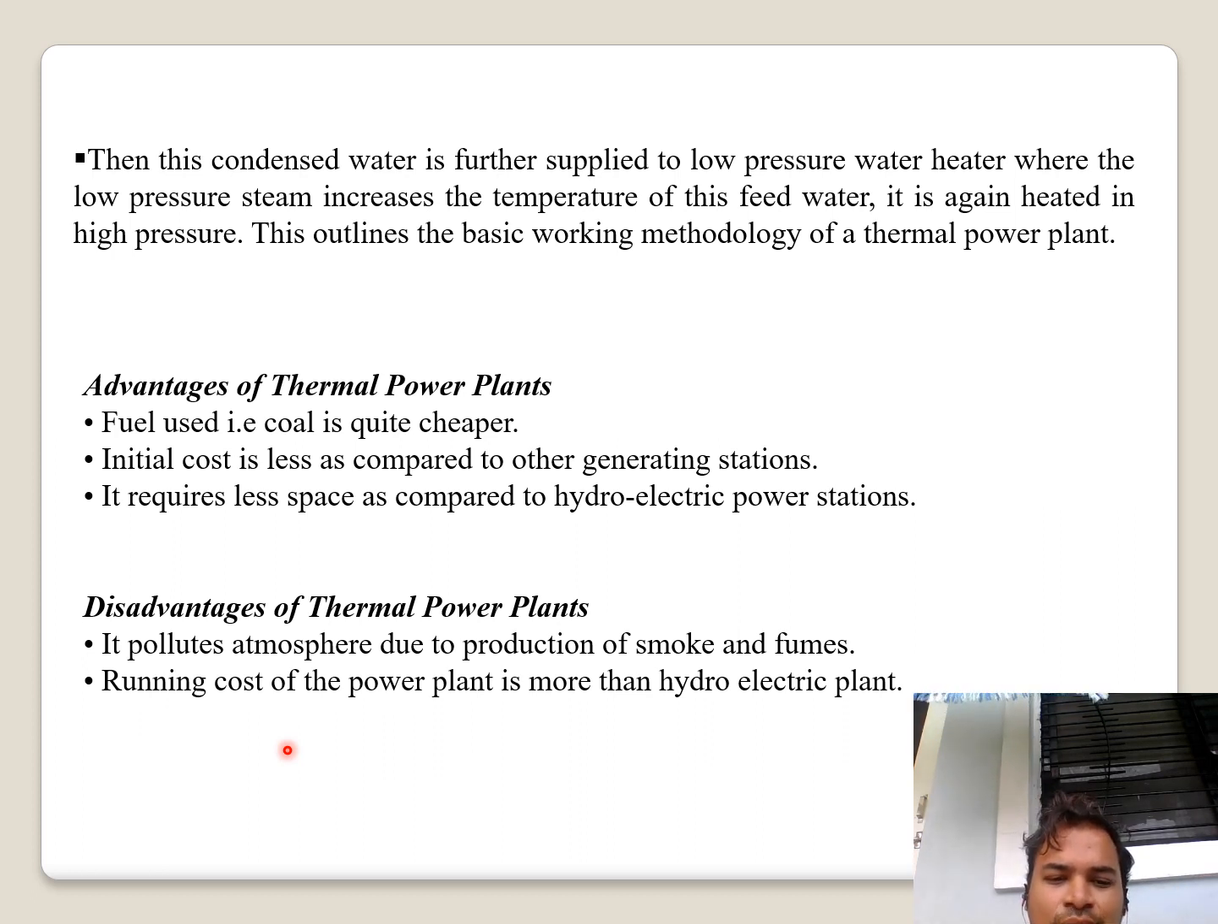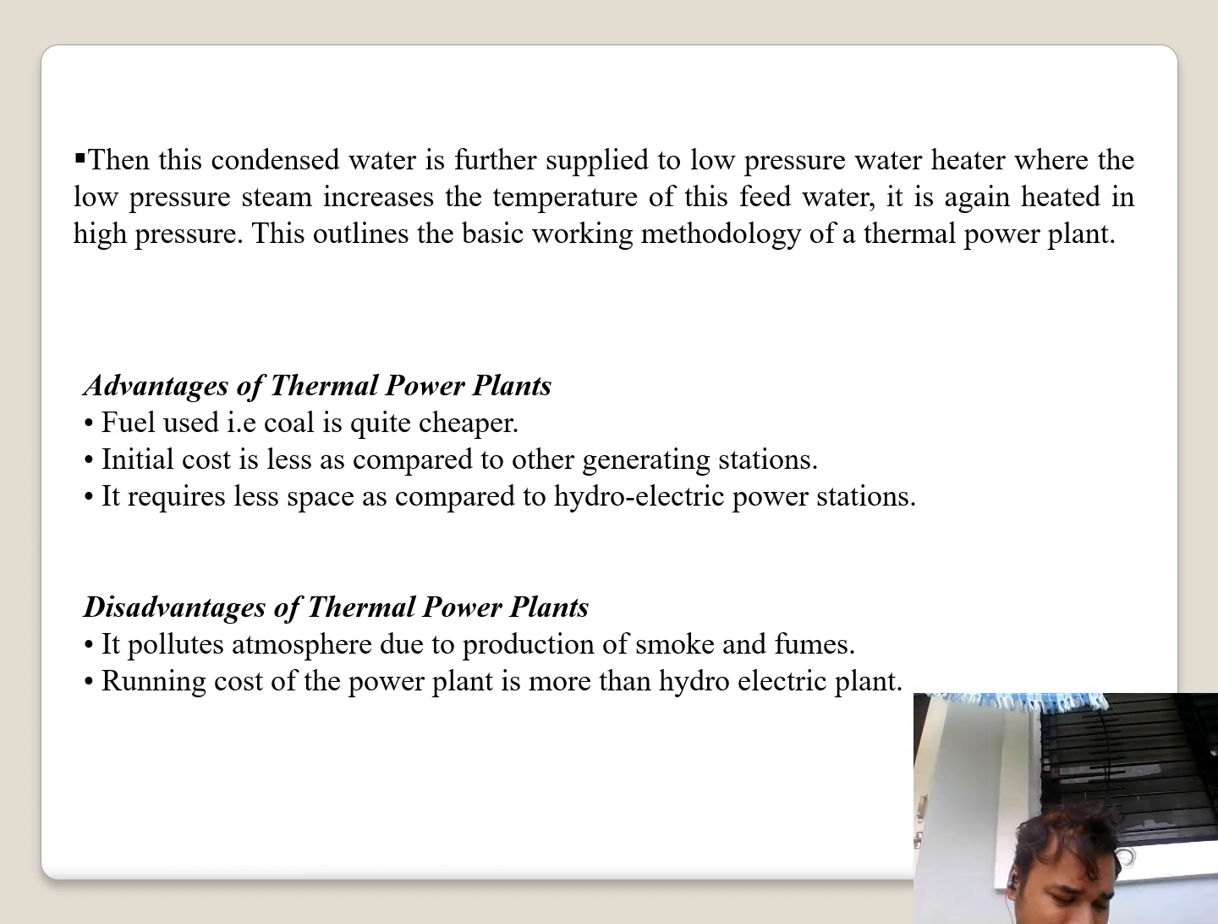Now let us have a look at the disadvantages of thermal power plants. The disadvantage is that a power plant pollutes the atmosphere due to the production of smoke and fumes. We just discussed earlier that smog and these pollutants, the way the smoke comes out of the chimneys, is one of the great reasons for air pollution.